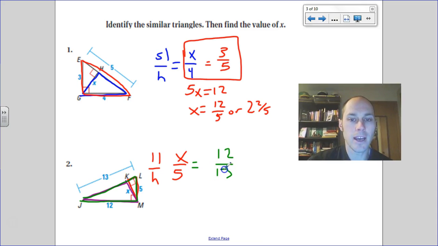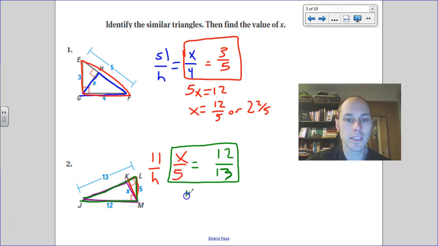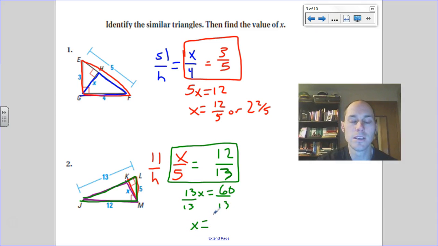So now once I have that, I'll just solve my proportion. Cross products are equal, so 13 times x equals 12 times 5, which is 60. Divide both sides by 13, and I get x equal to 60 over 13.